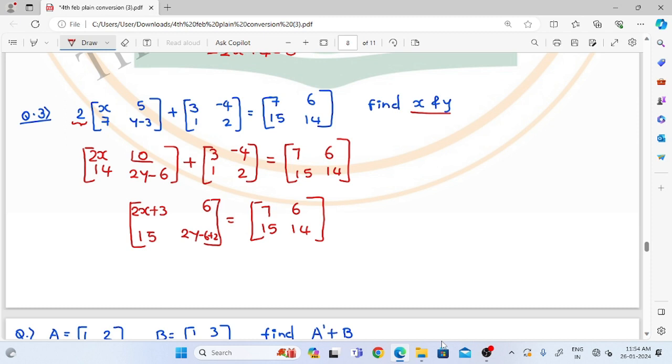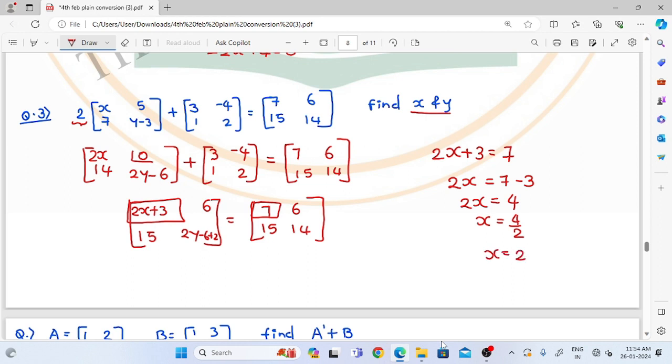So when we say the two matrices are equal, their corresponding entries are equal. That means this 2x plus 3 is equal to 7. So we will write down here 2x plus 3 is equal to 7. From here we will get the value of x. 2x is equal to 7 minus 3, so that becomes 4. 2x is equal to 4. So x is nothing but 4 upon 2, that is 2.